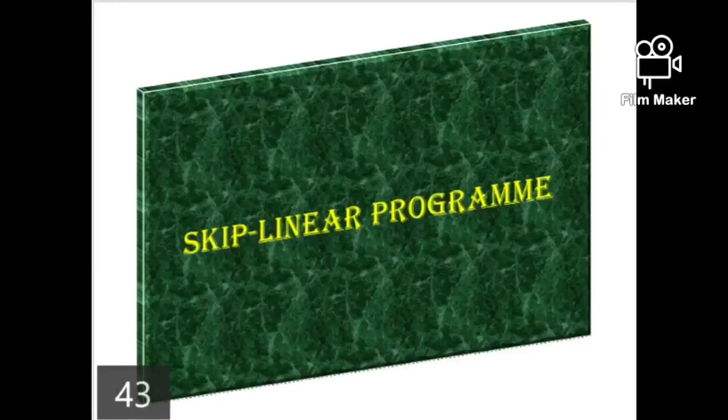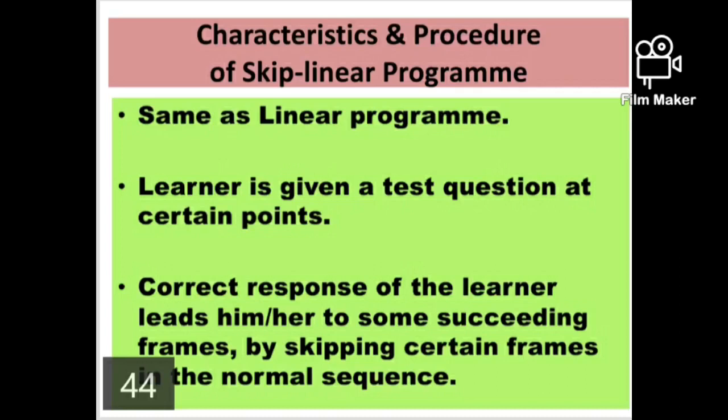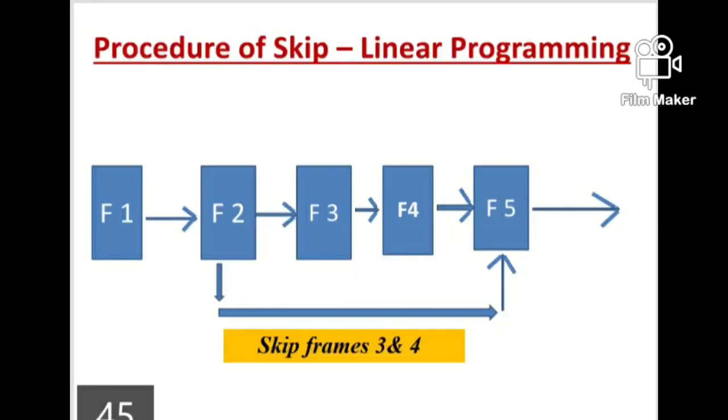Skip linear program. Characteristics and procedure of skip linear program. It is the same as linear program. Learner is given a test question at certain points. Each correct response of the learner leads him or her to some succeeding frames by skipping certain frames in the normal sequence. Procedure of skip linear programming.